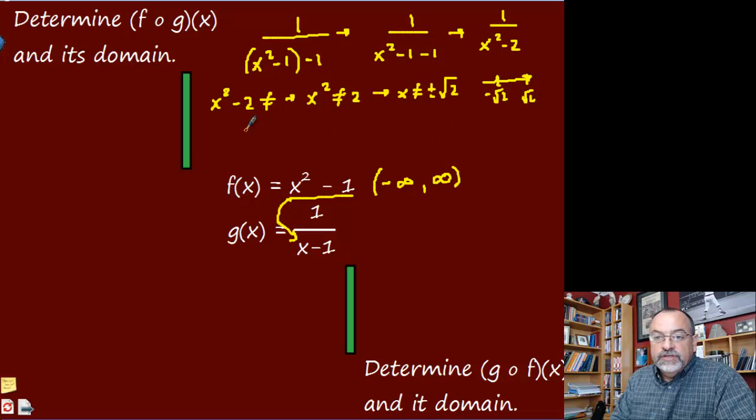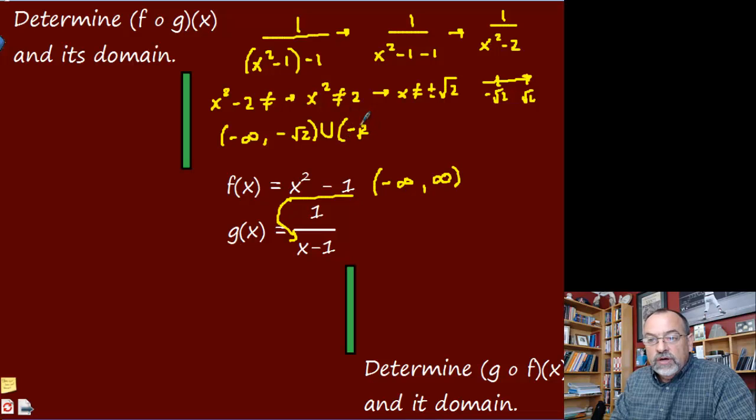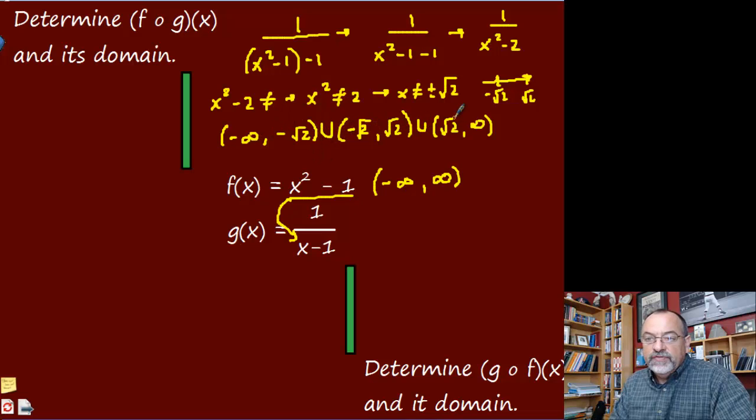in my domain. As I would write that in interval notation, I can go from negative infinity up to negative square root of 2, but I can't use it. I jump over the negative square root of 2, and then I can go up to positive square root of 2. I can jump over that, go to positive square root of 2, then all the way up to positive infinity. So this would be the domain of my composed function 1 over x squared minus 2. Sorry, I'm trying to squeeze this all into place, but I don't have a lot of extra space to work with. So this would be the domain of my new function, the composed function right here.